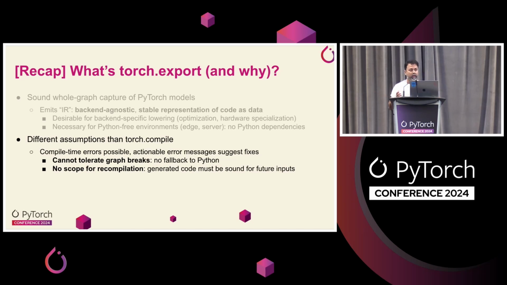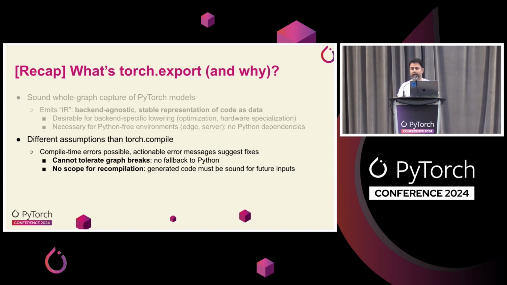In TorchExport, we have no such freedom. There cannot be any graph breaks because we cannot fall back to an eager Python runtime. There is no scope for recompiling either, because we have this one shot to capture a representation of your whole model. Right, so TorchExport does come with a program model.